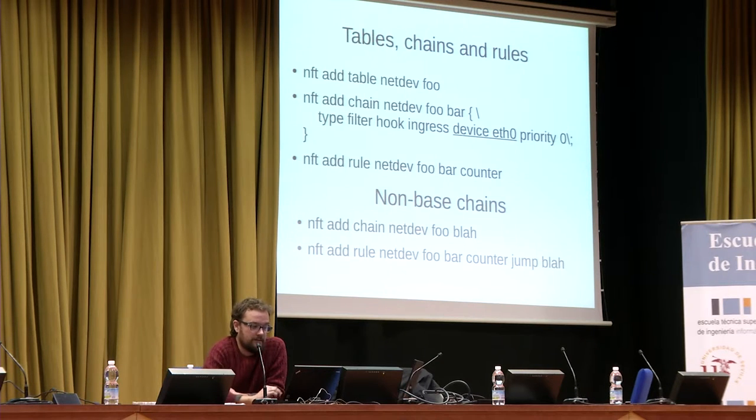So what objects do we have in nftables? We have tables, chains, and rules. If we want to create a table in the netdev family, in this case I've used foo. It's not a very useful name, but it emphasizes the fact that you can use any name for your tables. This table is a container of base chains and non-base chains, and these chains determine the data path, the way the packets are going to traverse the rule set.